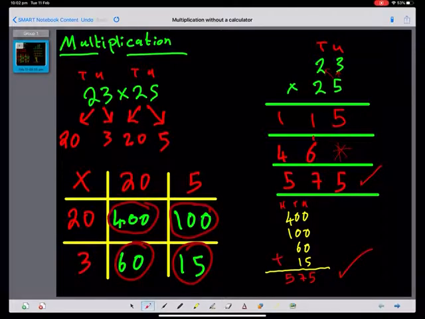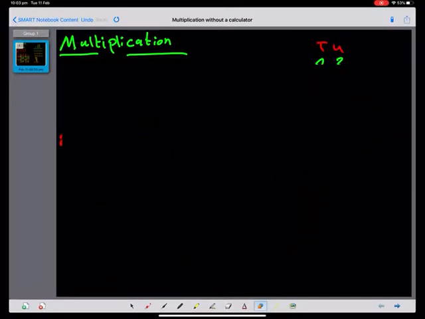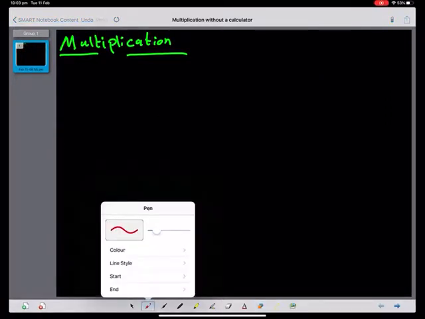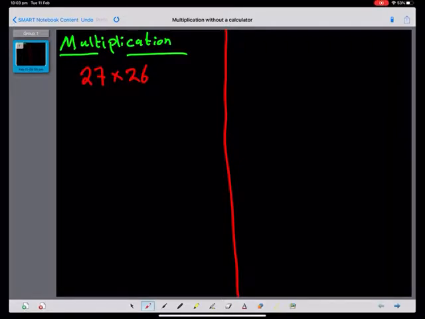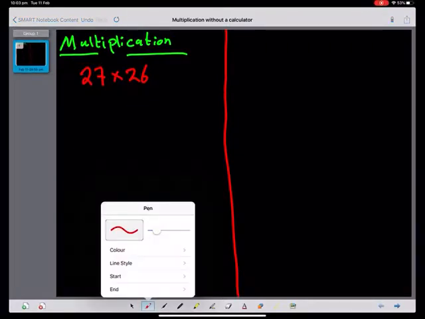Okay, so I'm going to give you a question to do yourself. See if you can multiply these two numbers using both methods. I think it's really important to understand different methods. So let's do 27 multiplied by 26. So pause the video, and I would like you to do the grid method for multiplication and the column algorithm for multiplication.